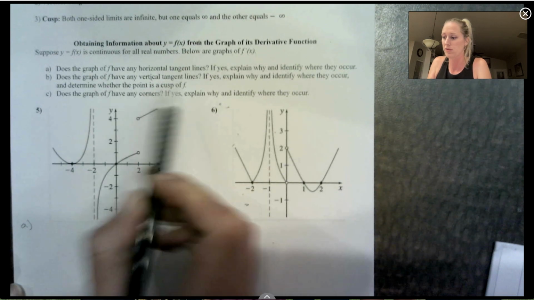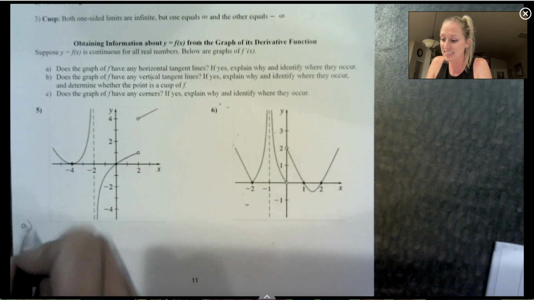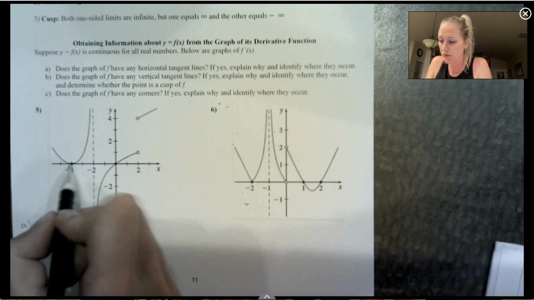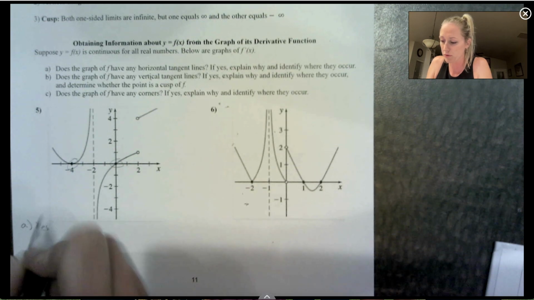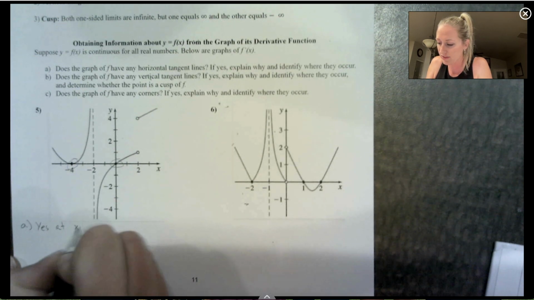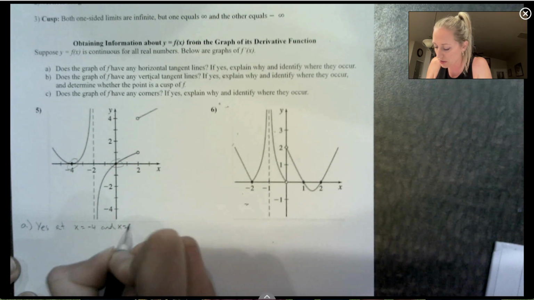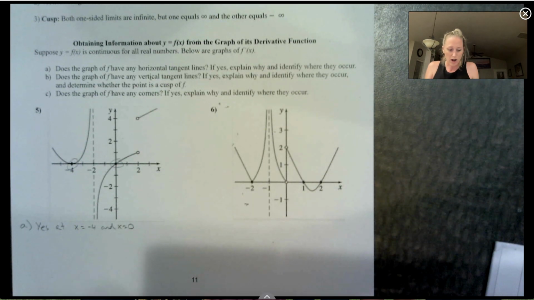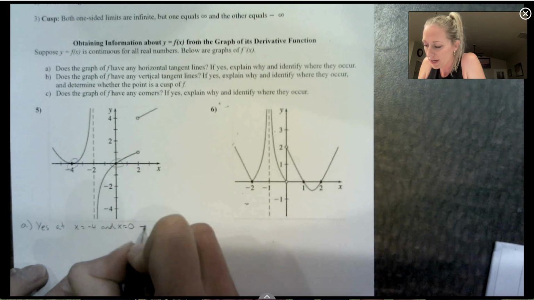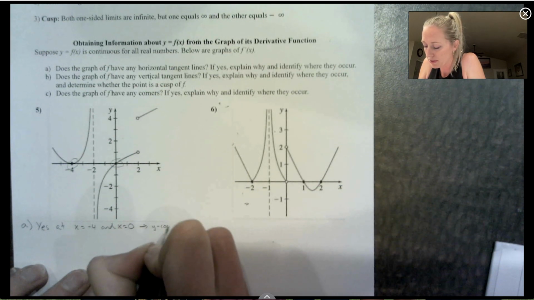Okay, so we're going to say yes. So we're looking for zeros. So this would be 1 and this would be 1. So we would say at x equals -4 and x equals 0. Okay, and why? Because remember the y coordinate, so here's kind of my reason.